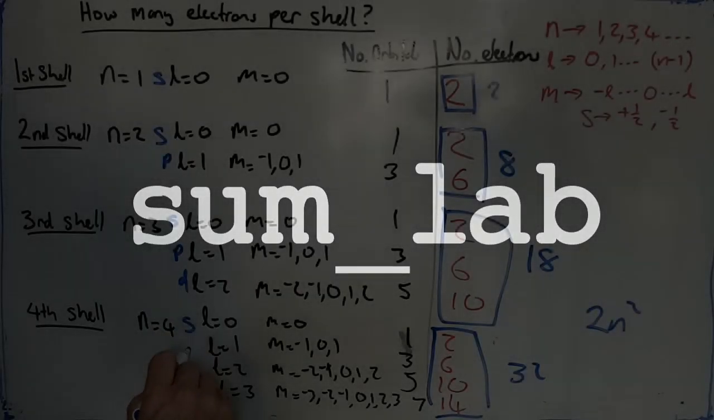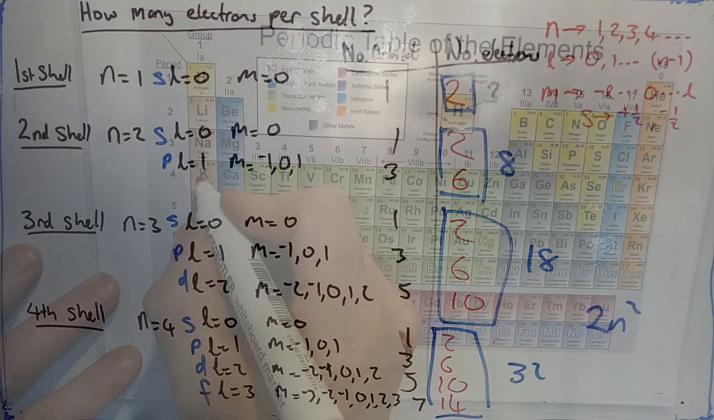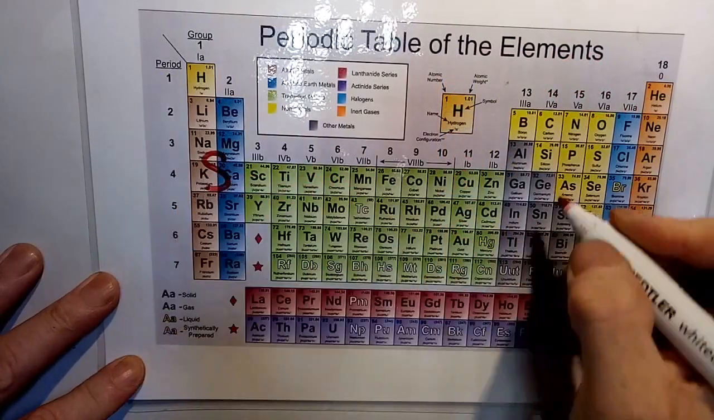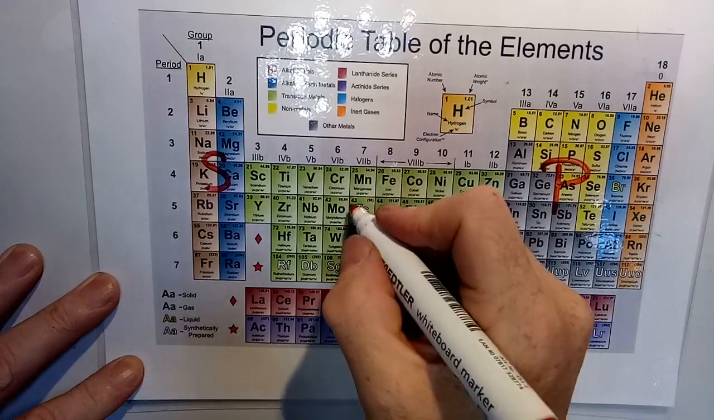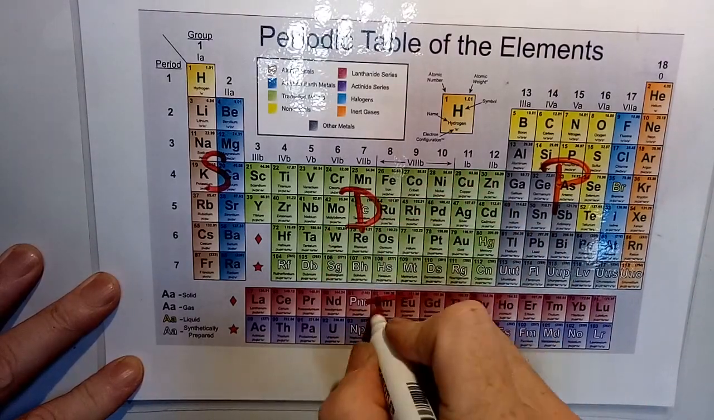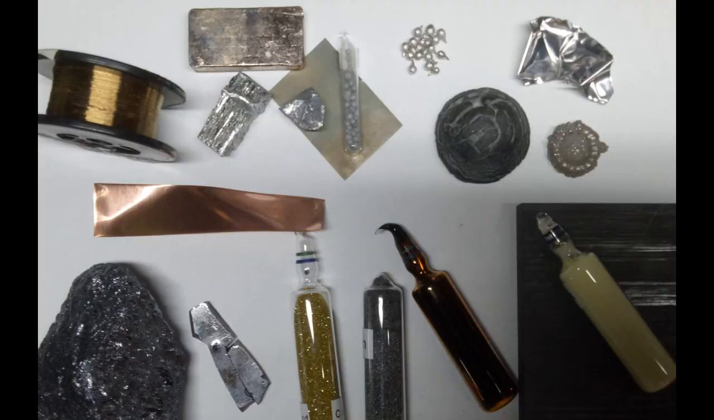Welcome to SumLab. We have seen how electrons are arranged in an atom and how this arrangement is reflected in the shape of the periodic table. In this video, I want to demonstrate how the elements are sorted into two broad categories, metal and non-metal.